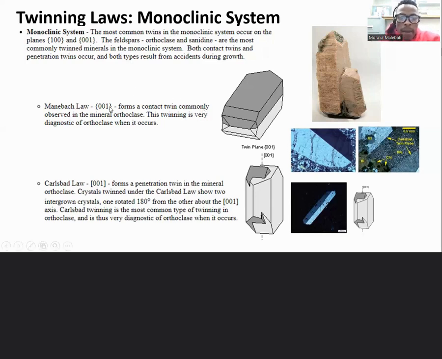Nonetheless, Manebach law forms a contact twin commonly observed in the mineral orthoclase. So orthoclase has different laws that can help you identify it. You can either identify it through the cross-hatched pattern, or you can use Manebach, which forms a contact twin commonly observed in it. So this twinning is very diagnostic of orthoclase as well when it occurs, as you can see over here.